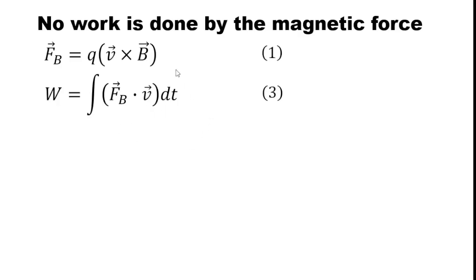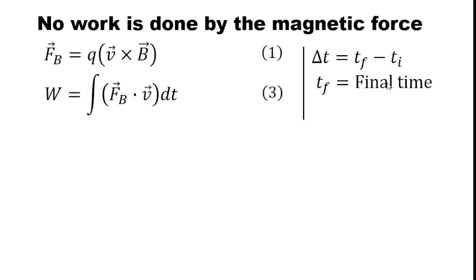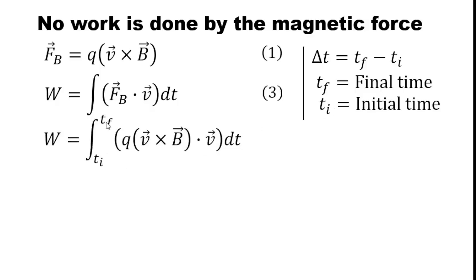Now, taking the value of the magnetic force from equation 1 and inserting it in equation 3 and integrating this integral given in equation 3 over a time interval delta t, where delta t is equal to t_f minus t_i, t_f is equal to final time and t_i is equal to initial time, we get this expression for the work, and we call it equation 4.